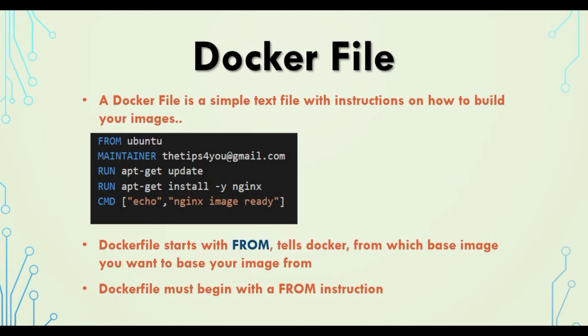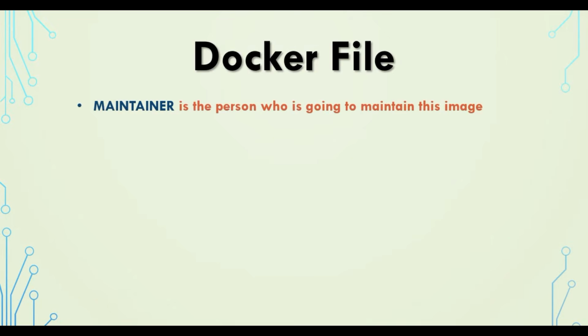As I mentioned, a Dockerfile must begin with the FROM instruction, and there are a lot of parameters. In the example I have shown, there is a maintainer, and in the maintainer part we can define the person's name or email address, something that defines who is going to maintain this image.